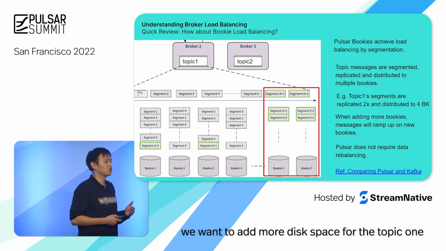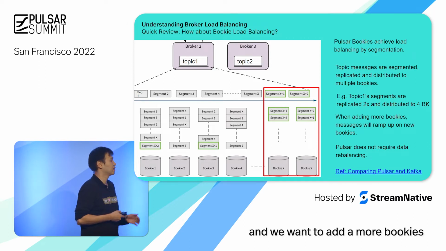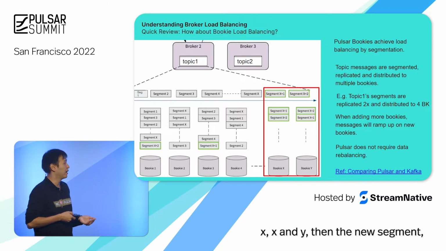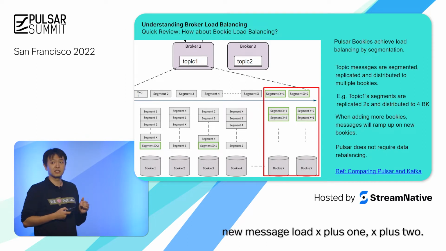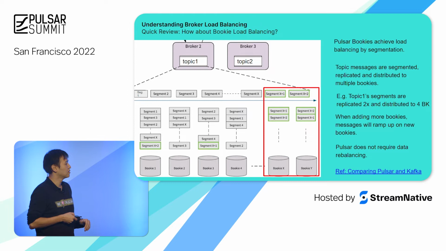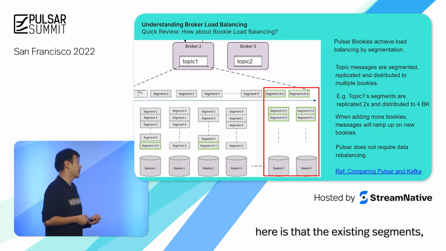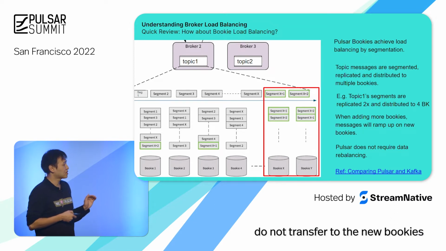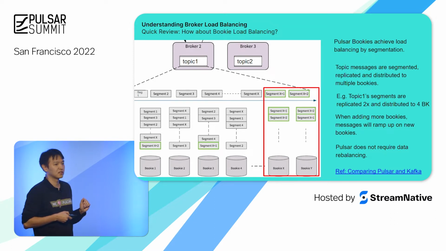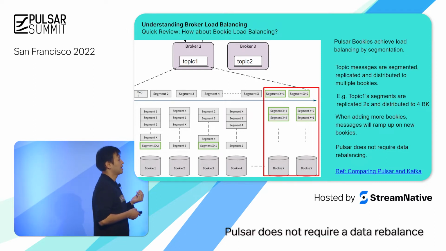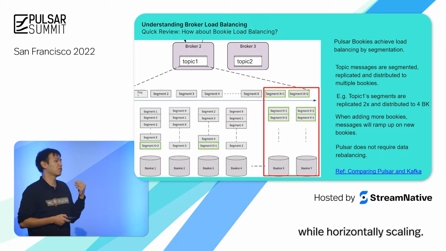Let's say we want to add more disk space for topic 1, and we want to add more bookies, X and Y. Then the new message load, segments X plus 1, X plus 2, are now ramping up on the new bookies. One important point here is that the existing message segments do not transfer to the new bookies. This means Pulsar does not require data rebalance while horizontally scaling.